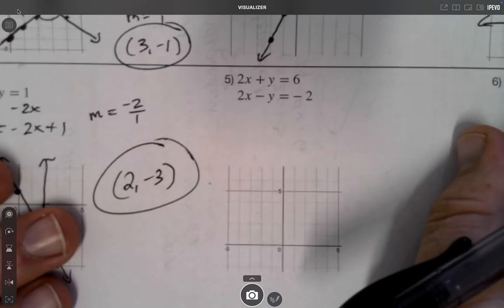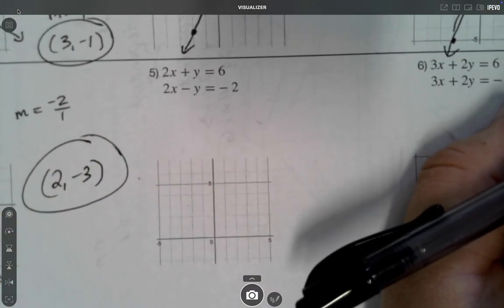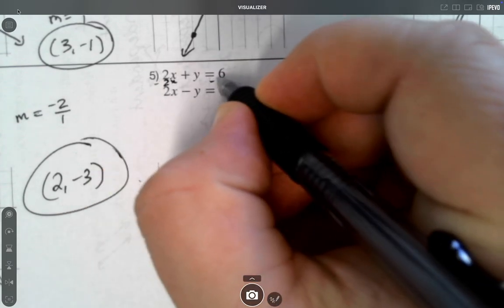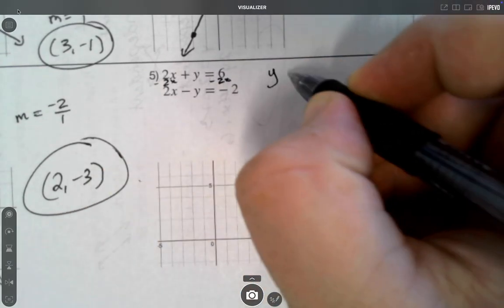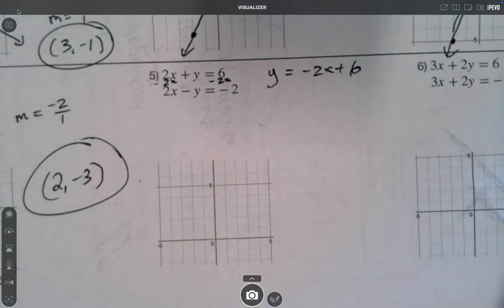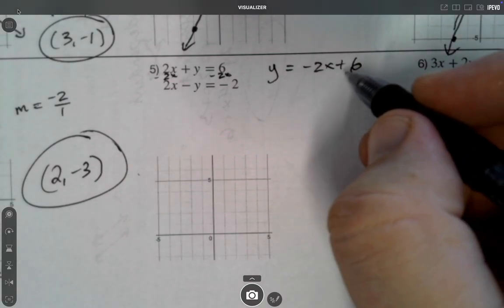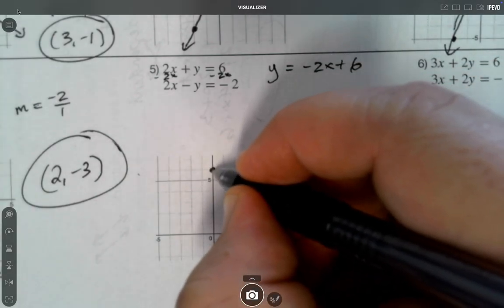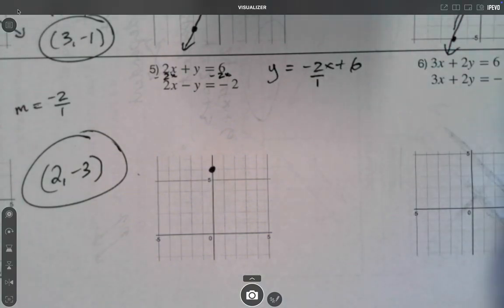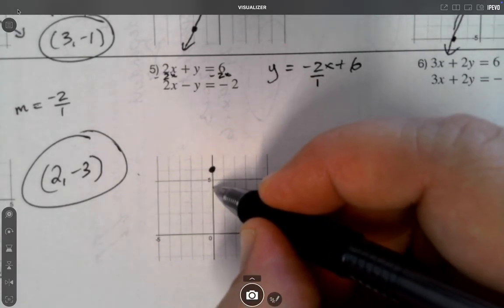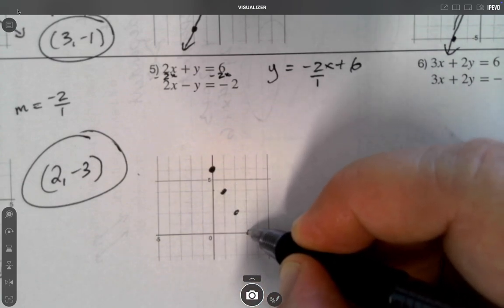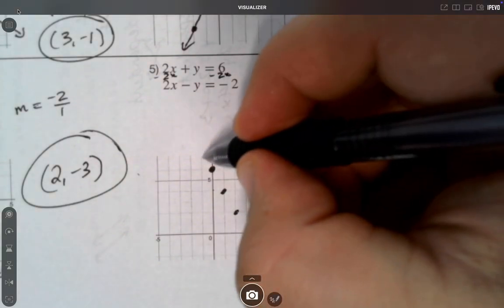Okay, number 5. Got to do a little work to put these in slope-intercept form. First one, we just have one step. We just subtract 2x from both sides. We get y equals -2x plus 6. So my y-intercept for this one is +6, so it's right here. Then my slope is -2 over 1. So I go down 2, right 1, down 2, right 1, and so on.